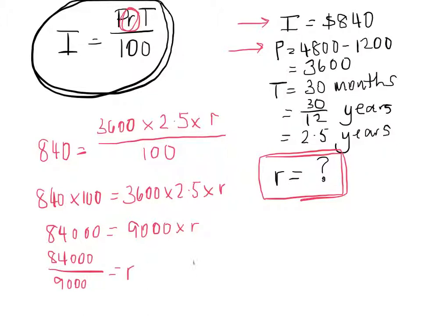So R is equal to 9 1/3%. So the simple interest that I'm paying is 9 1/3%.